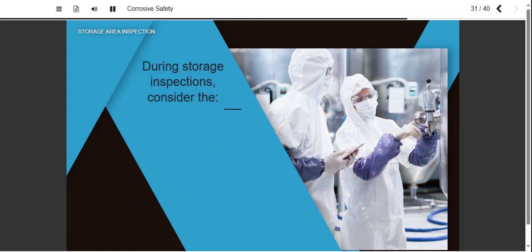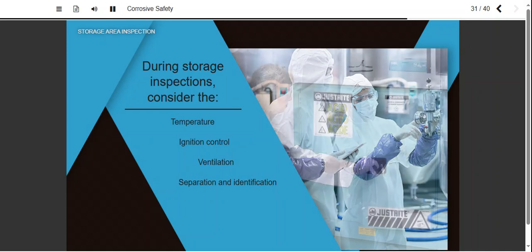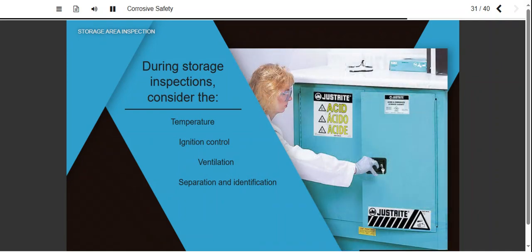Typical storage considerations may include temperature, ignition control, ventilation, separation, and identification. Proper segregation by distance and barriers may be necessary to prevent incompatible materials from inadvertently coming into contact. One good practice is to identify cabinets and shelves where chemicals should be placed. Labeling the predetermined storage locations helps ensure incompatible materials are kept apart.